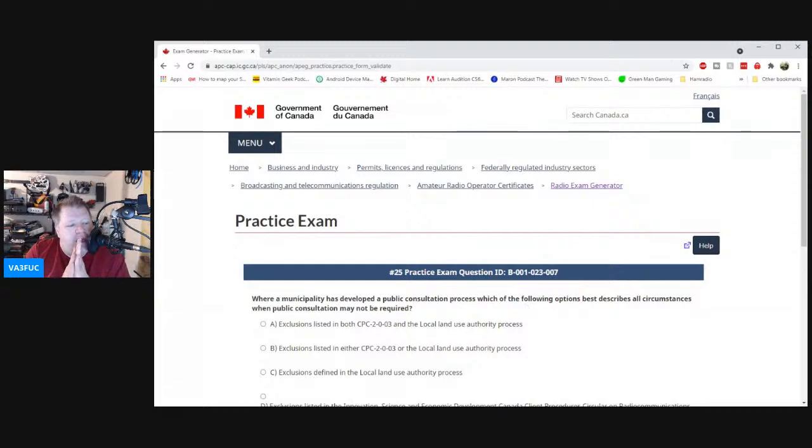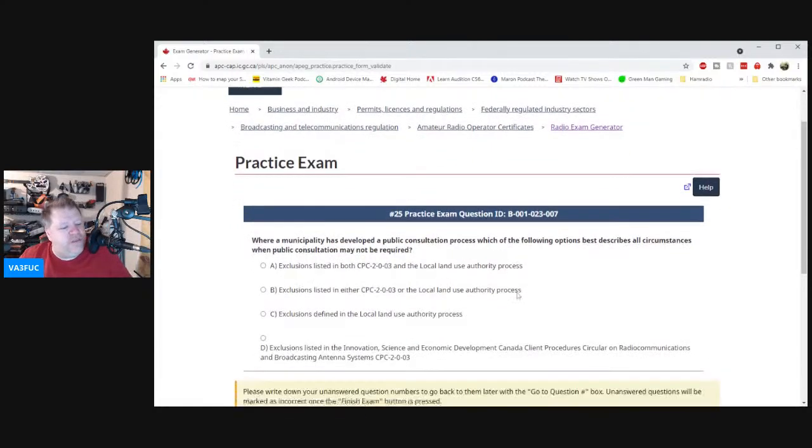What municipality has developed a public consultation process? Which of the following options best describes all circumstances when public consultation may not be required? This is a fun one. This is one of those trick questions that we've all experienced before in an exam where it'll be like, oh, what do you mean we have to do this? So let's have a look at this.